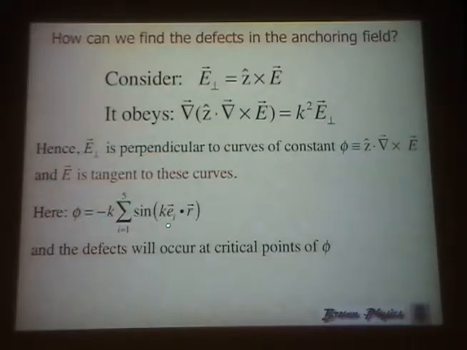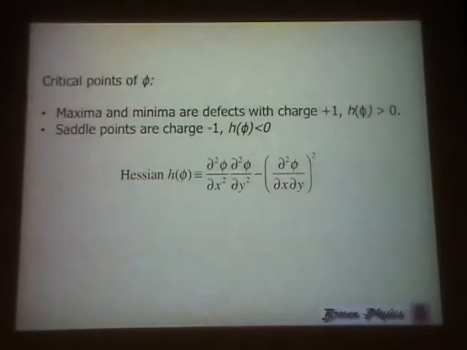And you can work out phi, right? I gave you the E field on the previous slide. Here's what you get. And now the defects in the anchoring field will occur at critical points of phi. Let me just give you it algebraically, and then I'll show you a picture. So critical points just means I'm looking at maxima and minima.